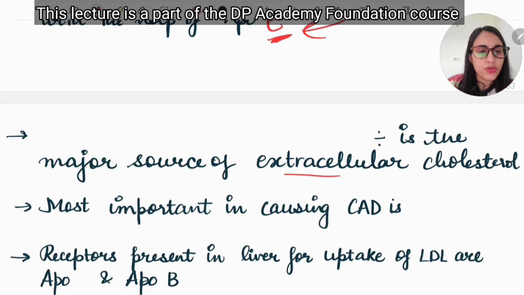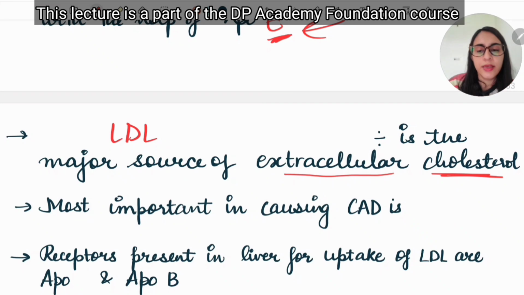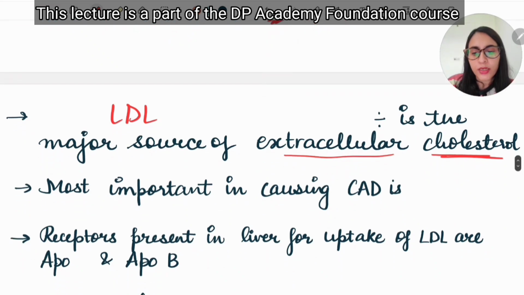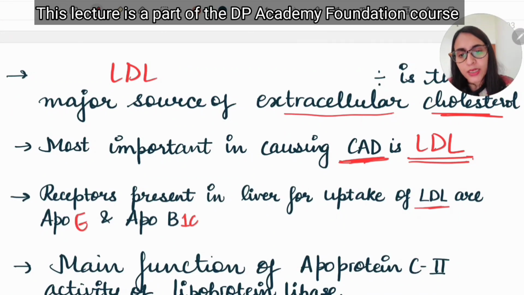The major source of extracellular cholesterol is LDL, low density lipoprotein. It is the most important lipoprotein in causing coronary artery disease. So the bad cholesterol is again LDL. Receptors present in the liver for uptake of LDL are ApoE and ApoB100.